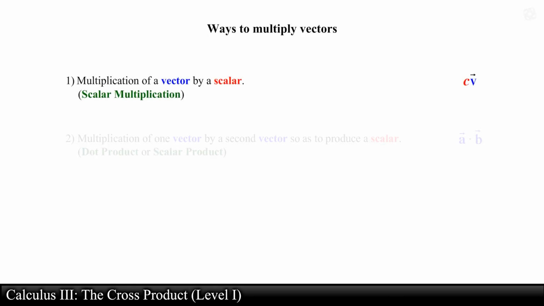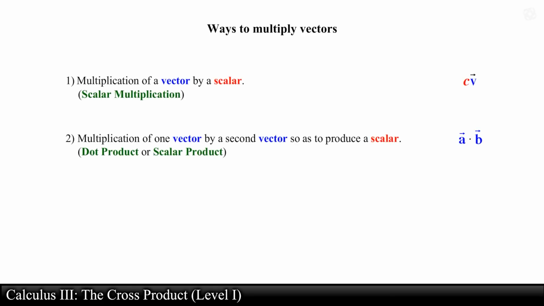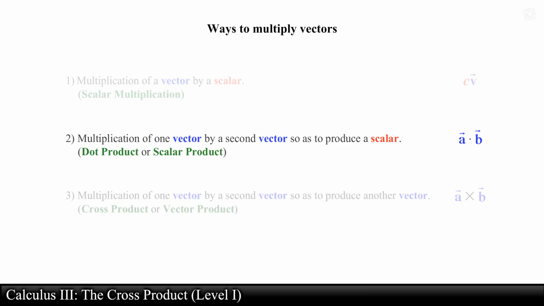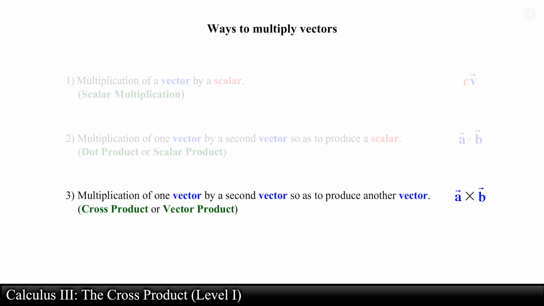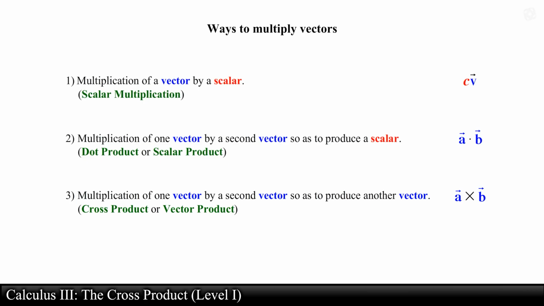In the previous videos, we defined two ways in which you can multiply vectors together. The first was scalar multiplication, which produces a vector, and the second was the dot product, which produces a scalar. The third way to multiply vectors is by multiplying one vector by a second vector so as to produce a third vector.